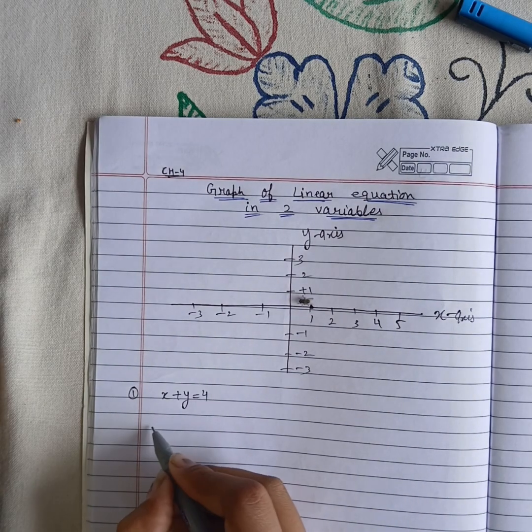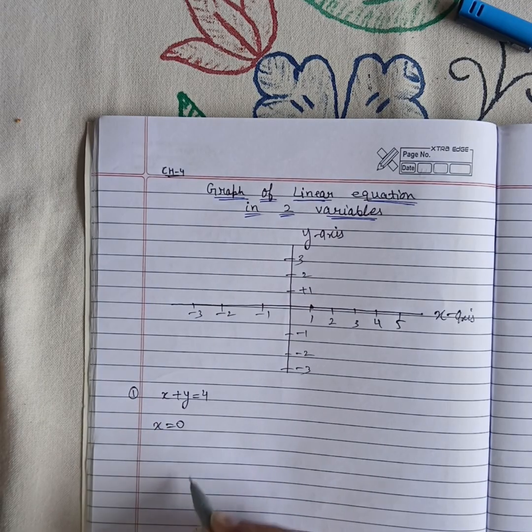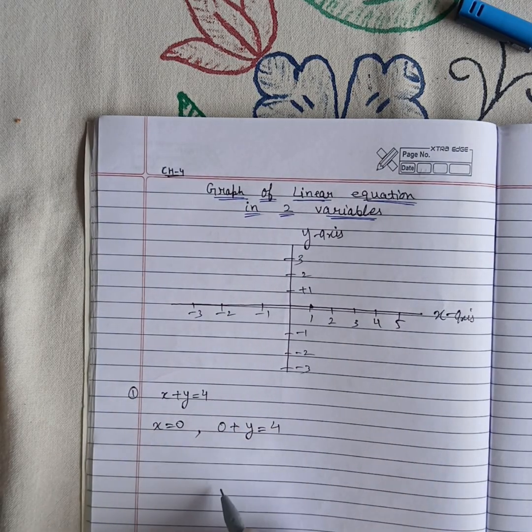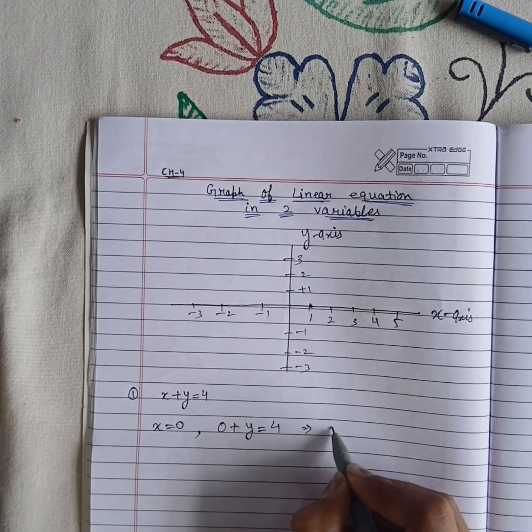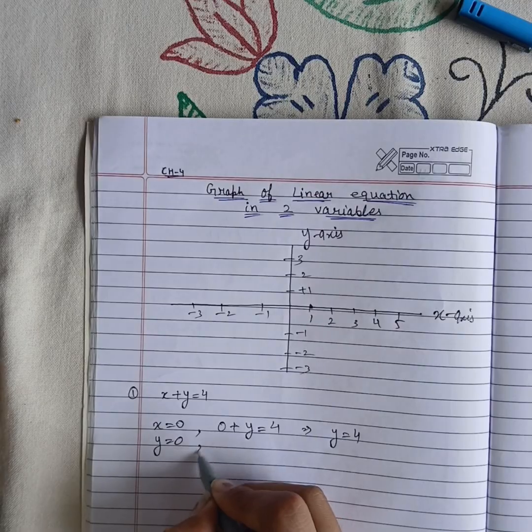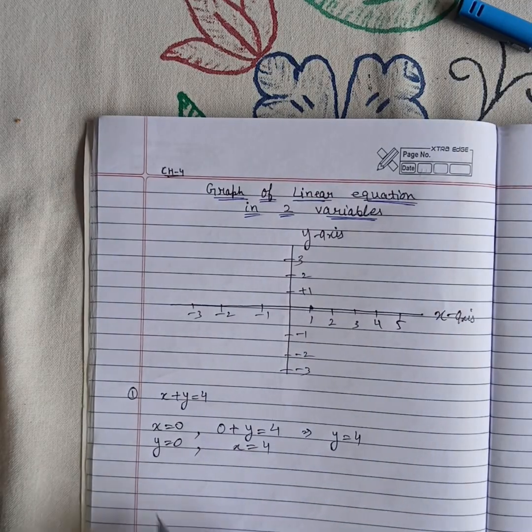So सबसे पहले आप value x की put कर देंगे 0. Then put value of x in equation. Then our equation becomes this. So our y is equal to 4. Similarly, put y is equal to 0. Then our x is equal to 4.